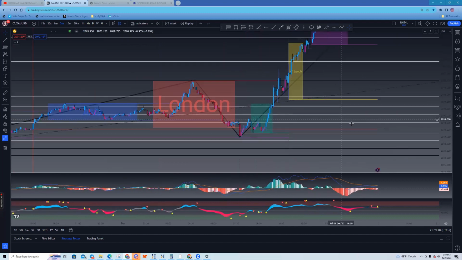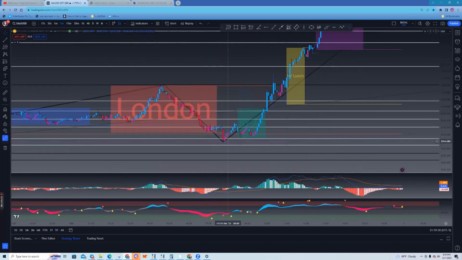Let me find. I love how this is just looking so cute on the 5-minute. I could do this all day. That's just too cute. The pattern just helps me see it. That's all it is, people.